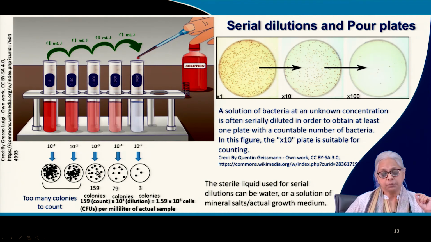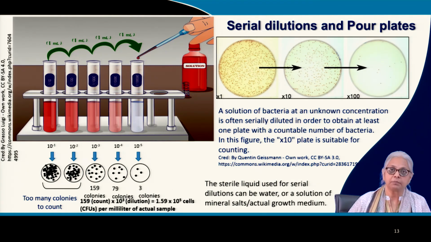Then we come to 10 to the power minus 3, 10 to the power minus 4, and minus 5. You can see in 10 to the power minus 3, there are 159 colonies, clearly distinct from each other. There's no overlapping, there's no fusing. And this fits within our statistically significant window of 30 to 300. That's easier to count. Below 30, it's not very precise, because the amount of sample that you're adding to the plate is just 1 ml, and when you get only 3, you can see the difference.